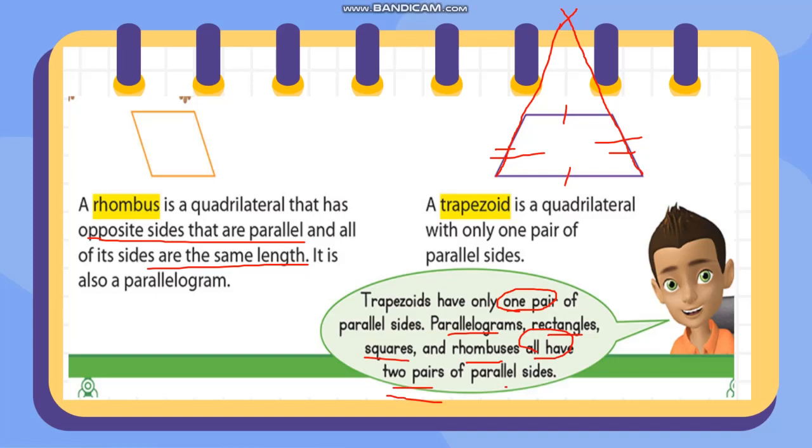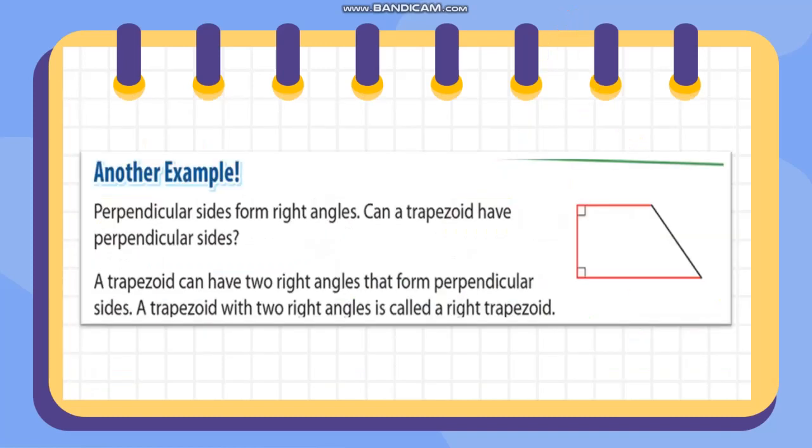Now, to make you understand easily, this is another example before we proceed to the family tree or the hierarchy of classification of quadrilaterals. Perpendicular sides form right angles. Can a trapezoid have perpendicular sides? So a trapezoid can have two right angles, possible, right?